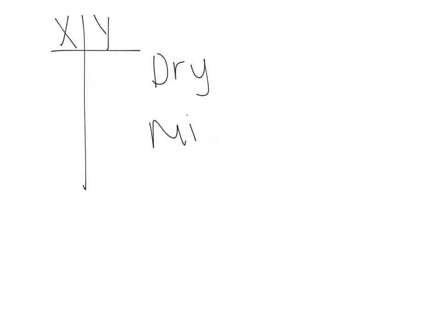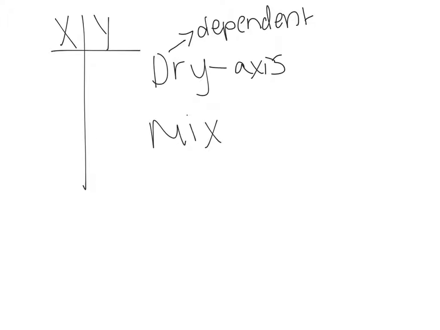Remember, we usually have an XY table, and we use things like DRY MIX to help us understand which is which. Now, DRY shows that this is dependent, or on the y-axis. And MIX is good to show us that it's independent, on the x-axis. If you set this up right away, you will find out.